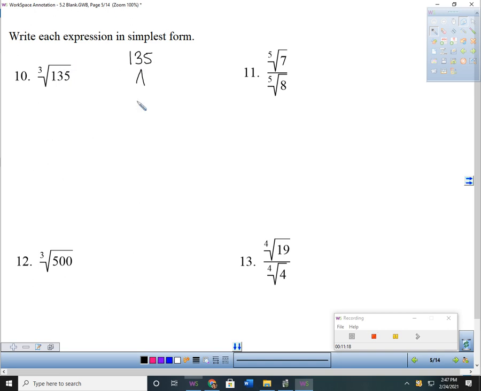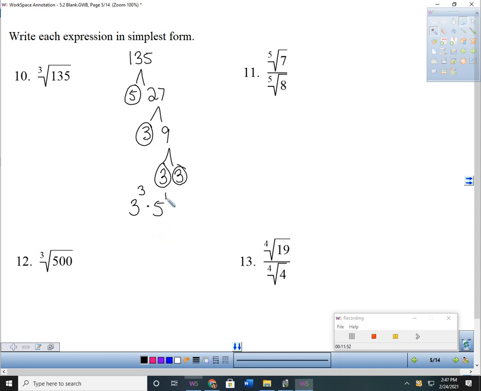So 135, that will divide by 5. That's 5 and 27. 5 is a prime number. 27 divides by 3, so 3 times 9. 3 is a prime number. And 9 is 3 times 3. So if we wrote this out, this would be 3 to the third and then 5 to the first, right?